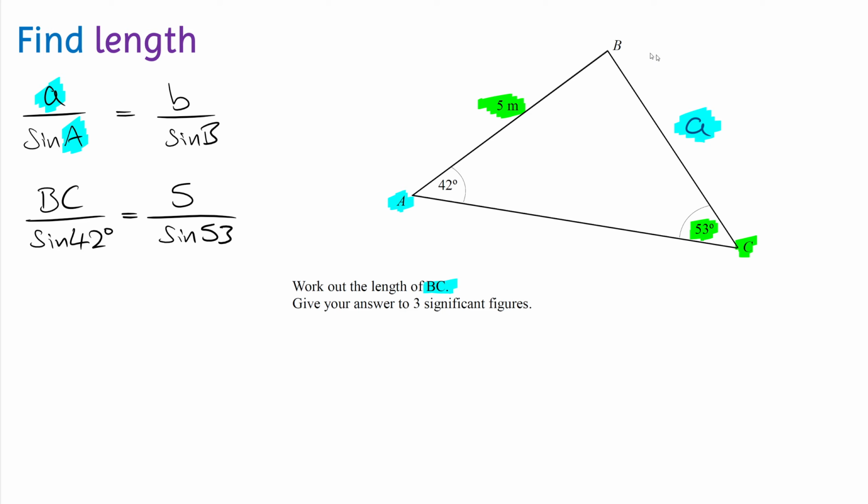If it makes you more comfortable, you could totally change that to a C and change that to a B, and then B is 53, and we've swapped out B for 53. Entirely up to you. So we're trying to make BC the subject, and we're going to do that by undoing divide by sine 42. So let's times by sine 42, times by sine of 42, both sides.